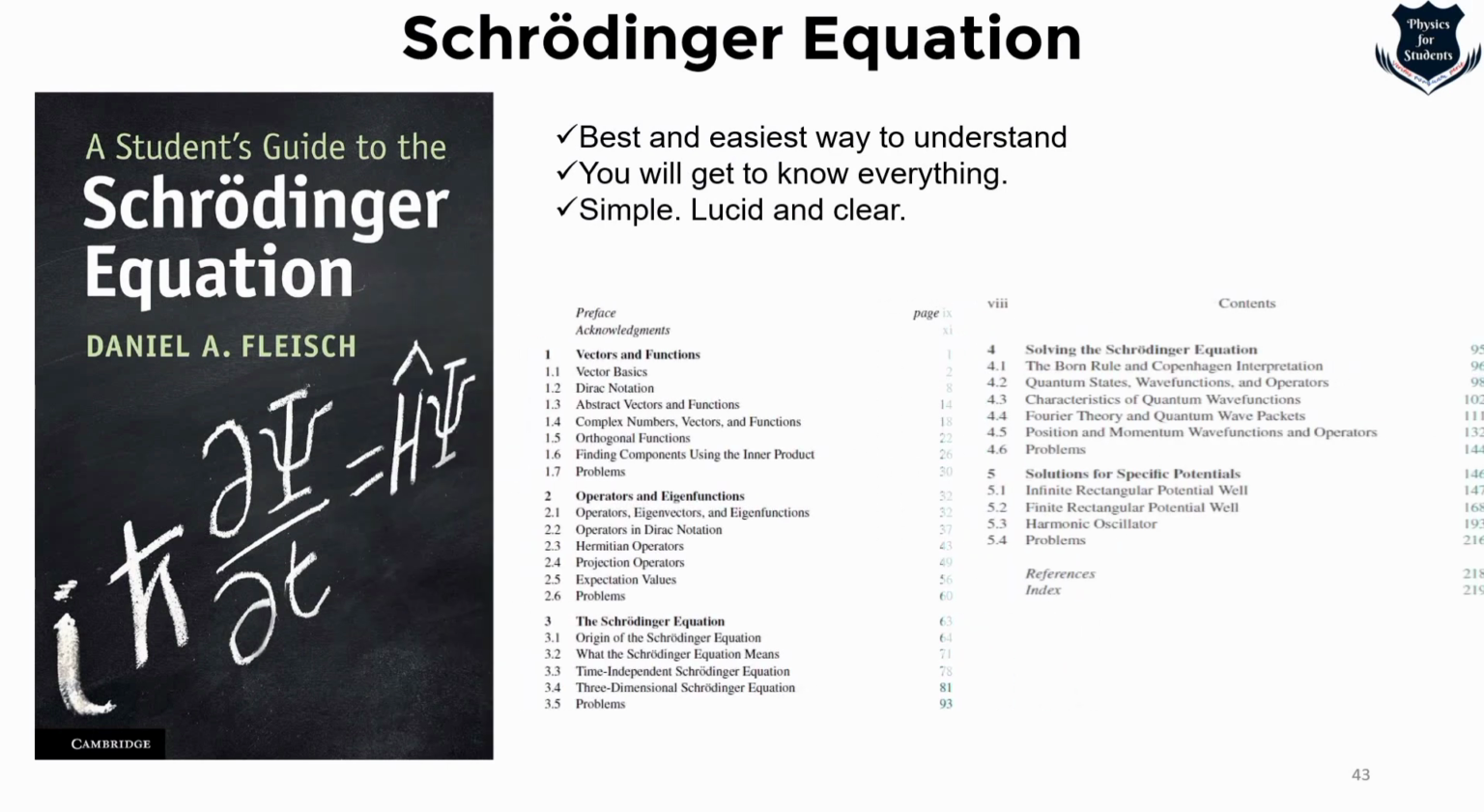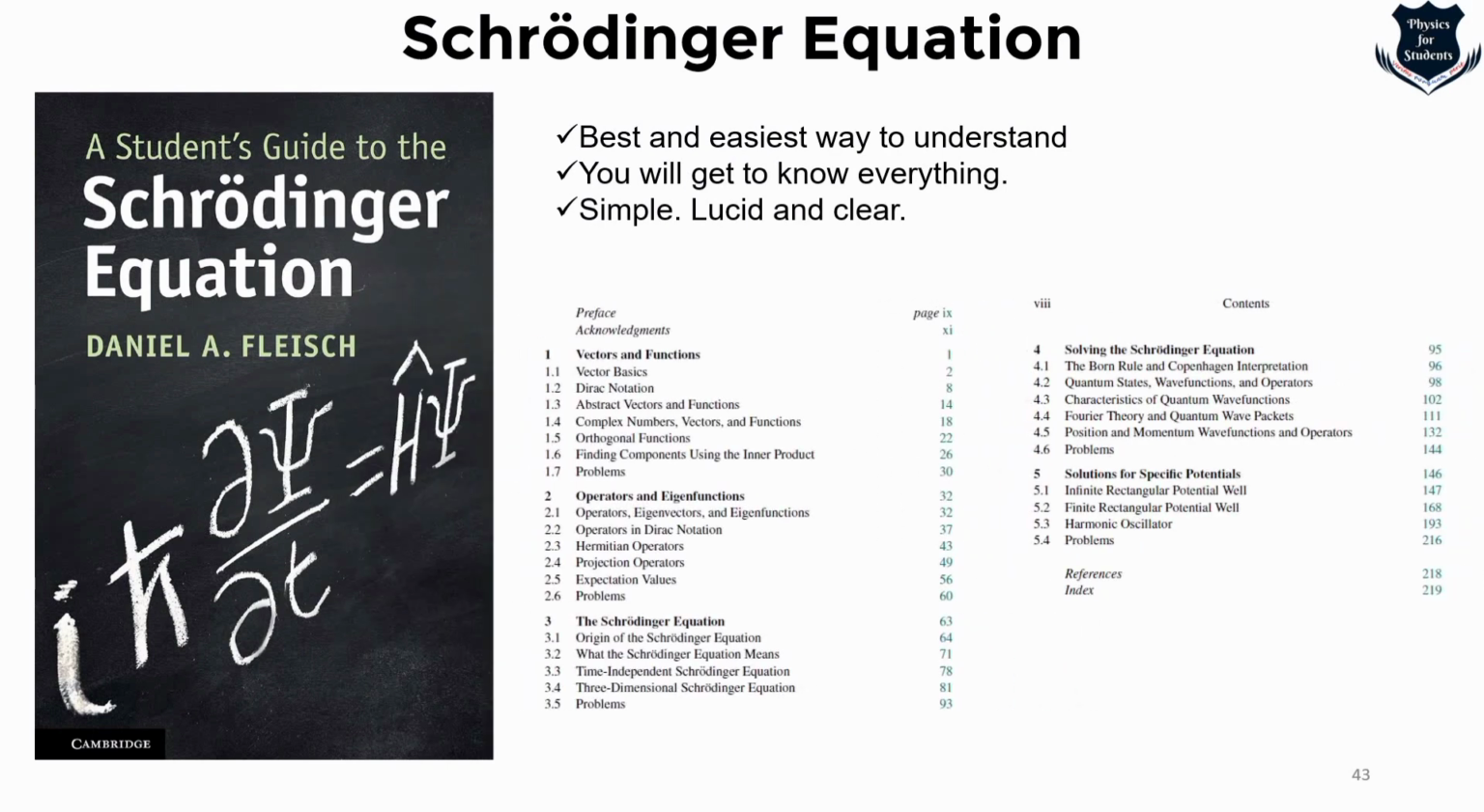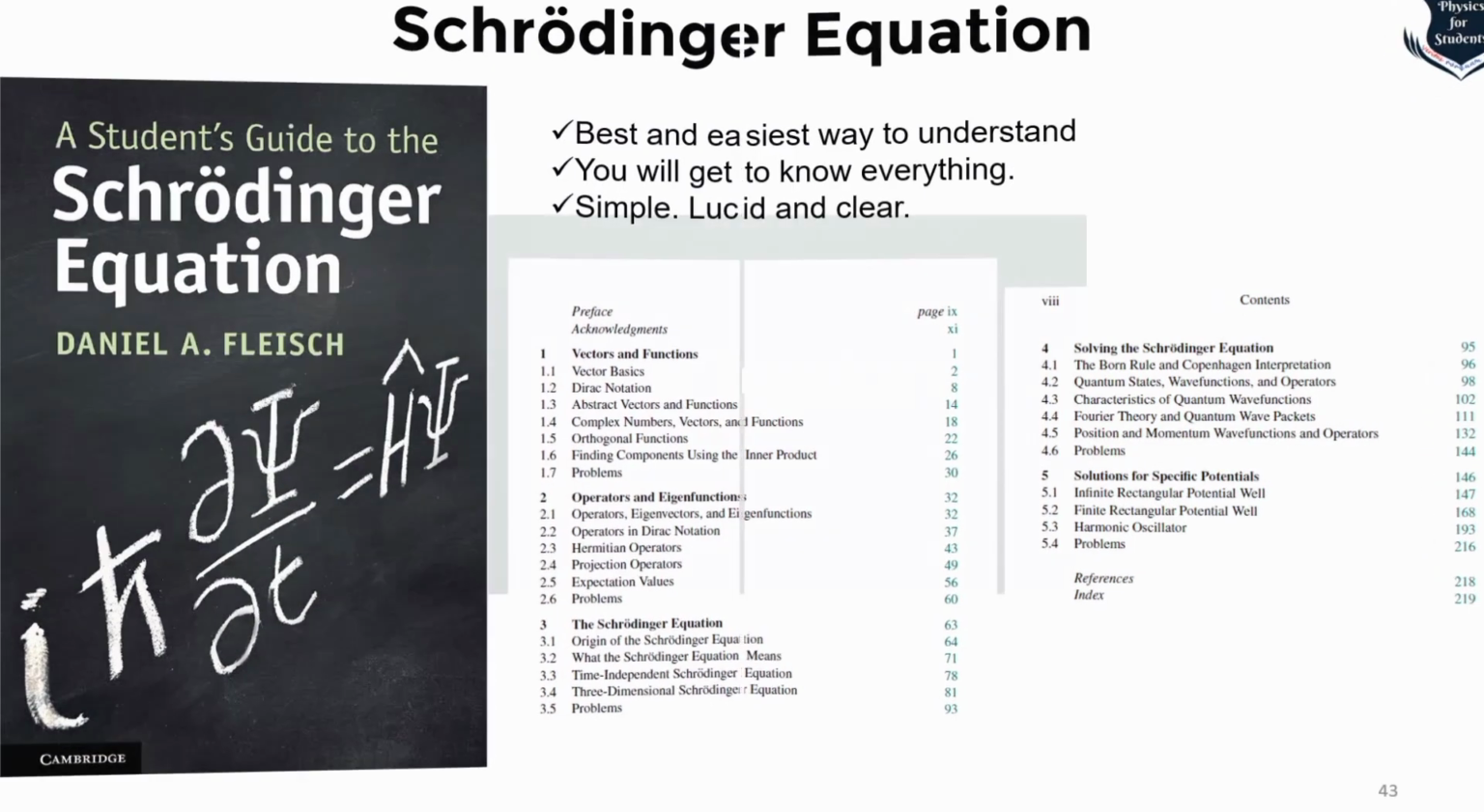So these are some of the table of contents. Again, it is not a very fat book. It is quite easy. It starts from vectors. It builds your concepts, operations, eigenfunctions, Schrodinger equation, and this is not a very costly book also. You can find it at Amazon. This is a must-read book.